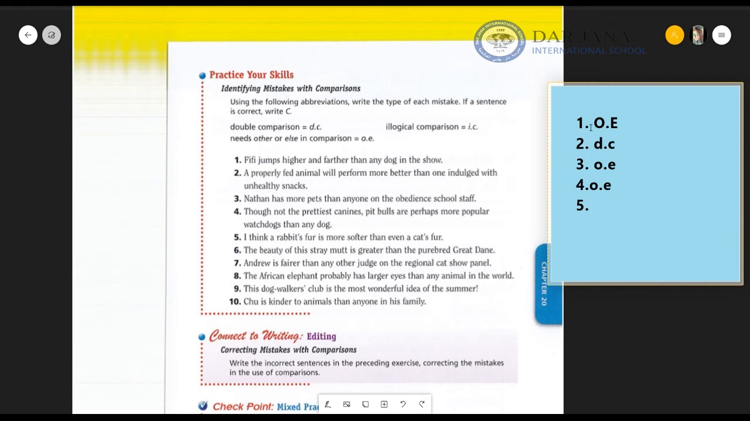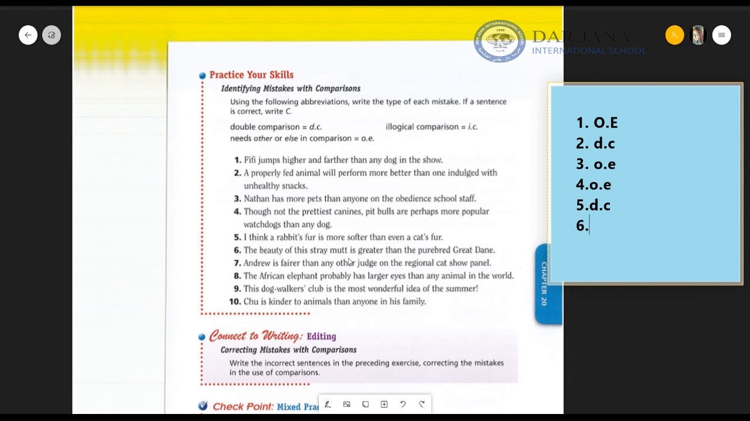So softer is already the comparative form of soft. So having more makes it a double comparison. Number 6, the beauty of this stray mutt is greater than the purebred Great Dane. What do you think is wrong with this sentence?